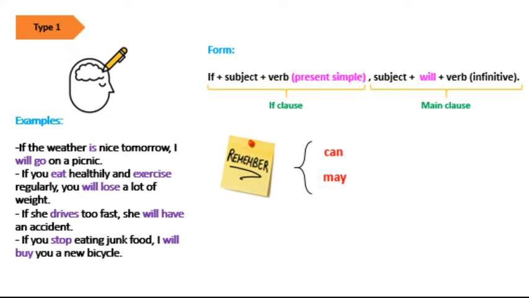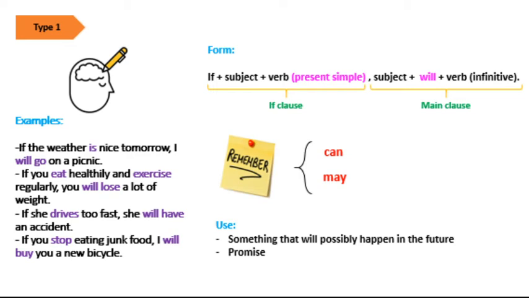So now, do we use the conditional type 1 to describe general truth or scientific facts? No, absolutely not. So we use the conditional type 1 to speak about something that will possibly happen in the future or a promise.